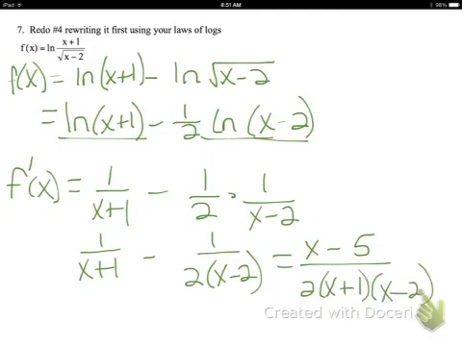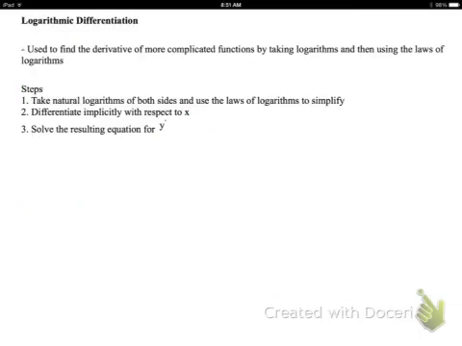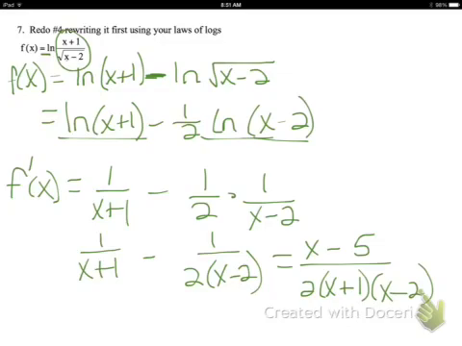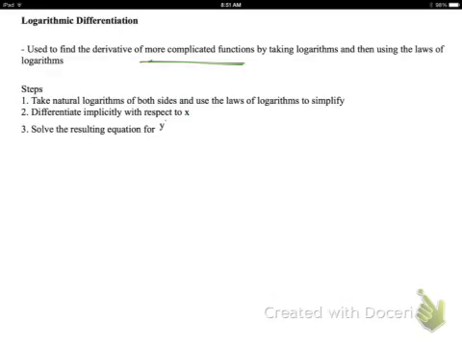A little bit easier by using your log. So if it's a log problem, and it's somewhat complicated, you can use your laws of logs or natural log to rewrite it. So remember, division, subtraction, and multiplication would be addition. Okay. Last thing I have here is the logarithmic differentiation. Okay, so it's used to find the derivative of more complicated functions by basically turning it into the last problem, like this.